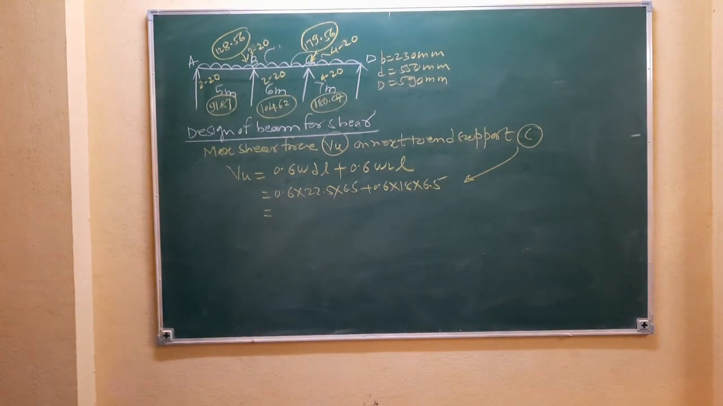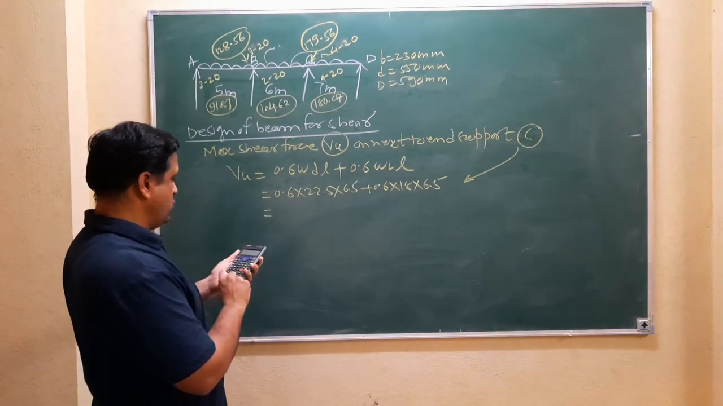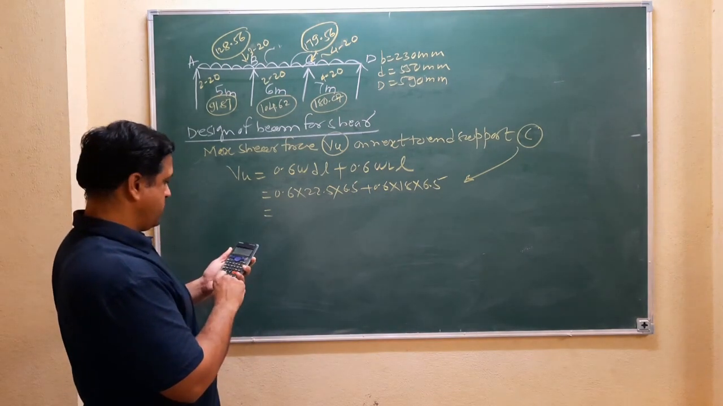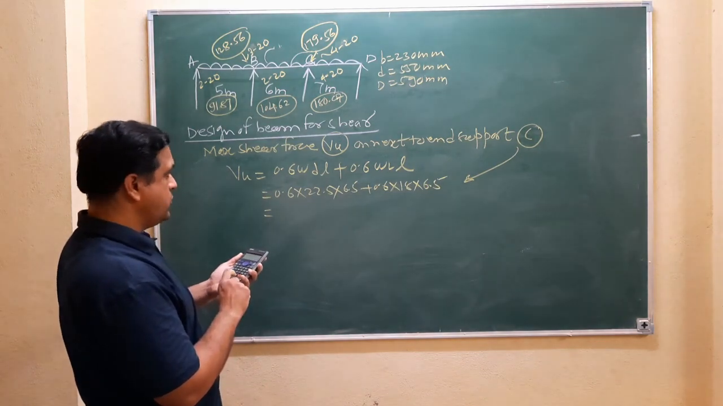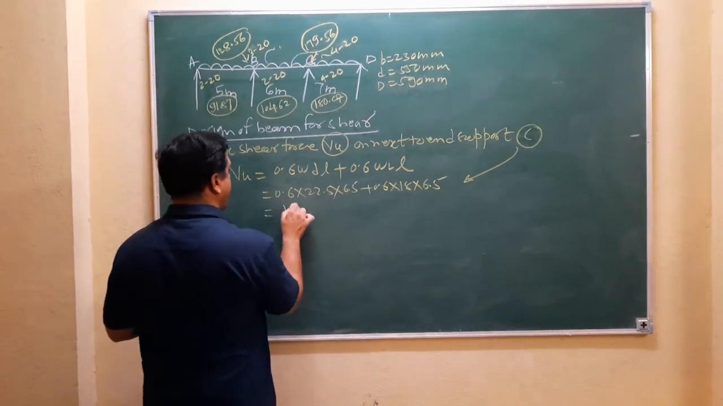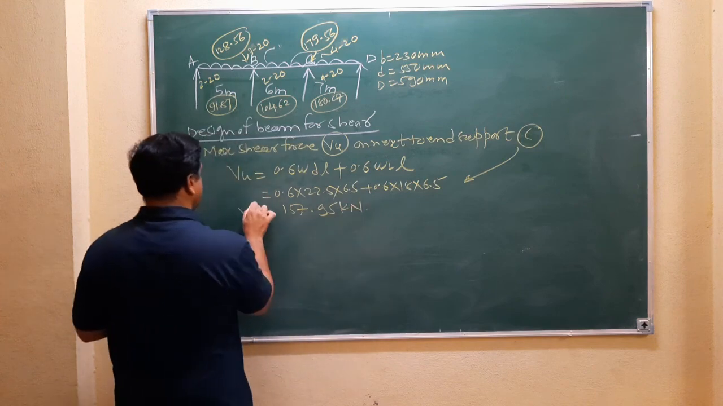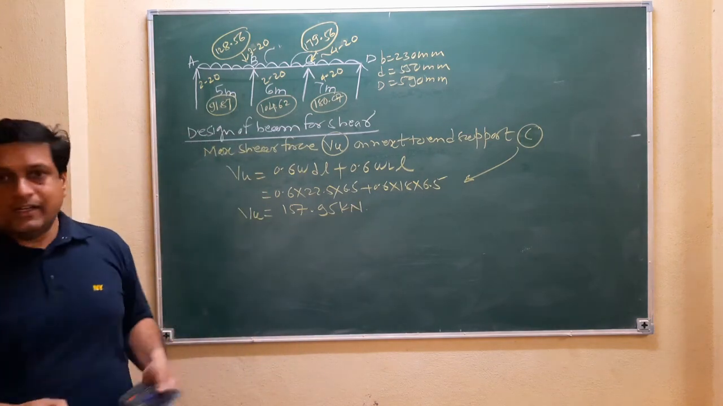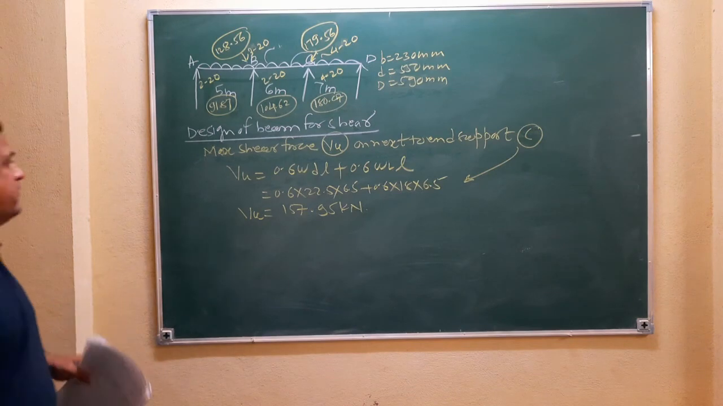Okay, so if you calculate this, 0.6 into 22.5 into 6.5 plus 0.6 into 18 into 6.5 is 157.95 kilonewton. So this is the ultimate value.